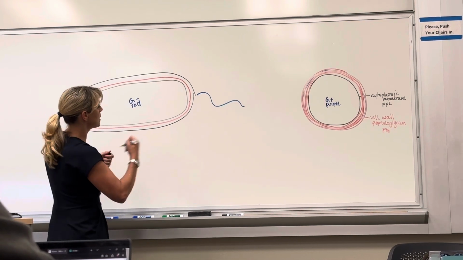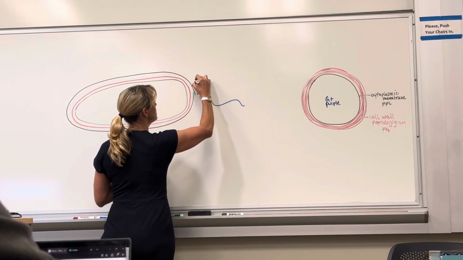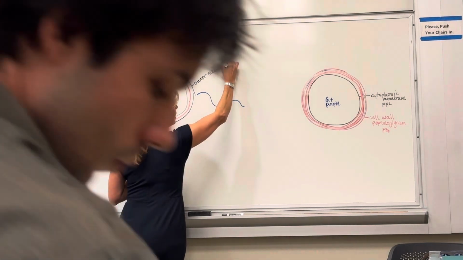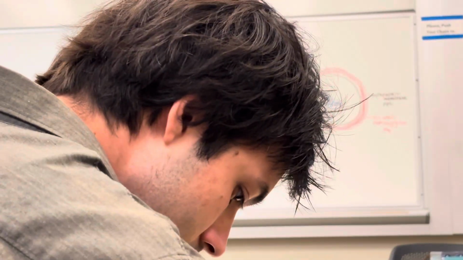So here is the outer membrane, and here, those are our layers. That's basically it. I'm going to go over one more layer later on.